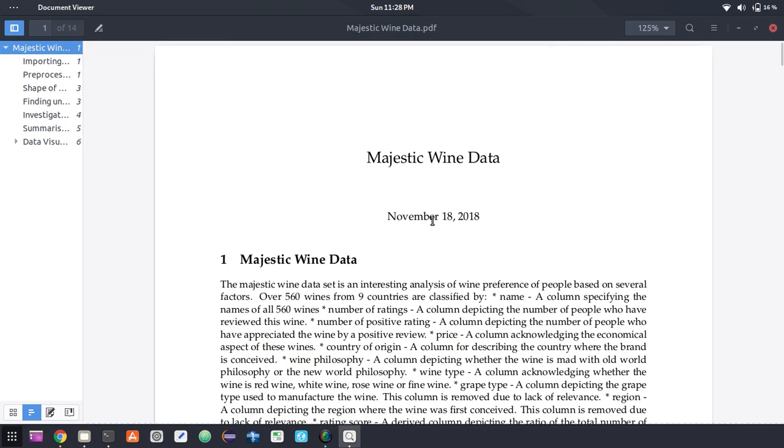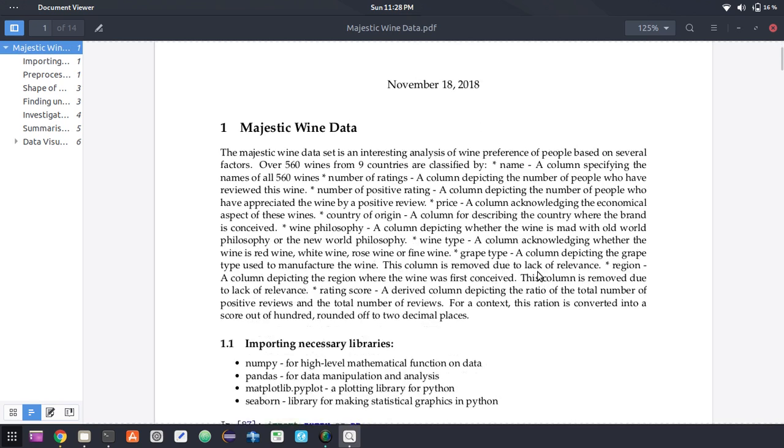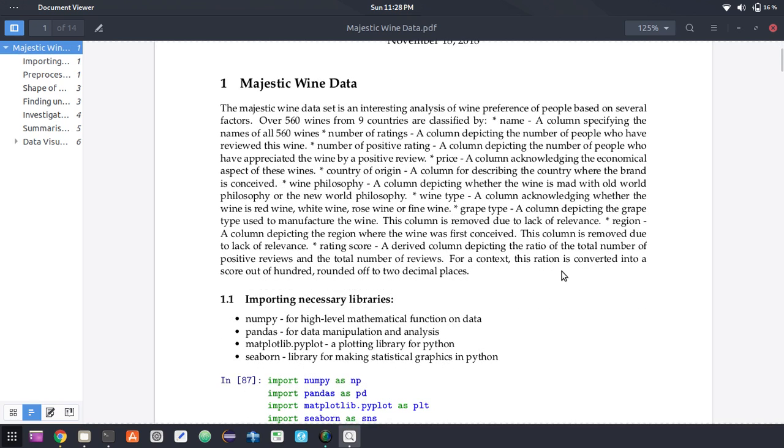Hello, this is IDS Project submission. Our topic is Majestic wine data. So here we have collected data regarding wine. So it's an interesting analysis, firstly, and it is based on several key factors.